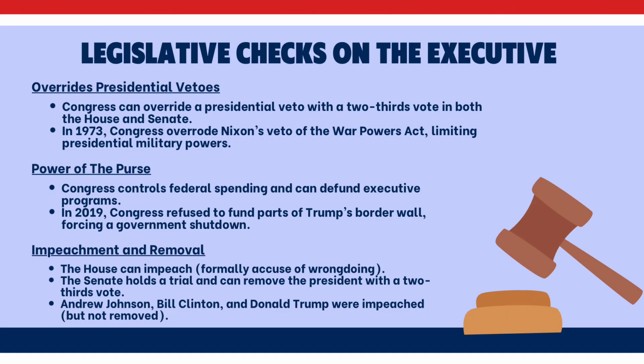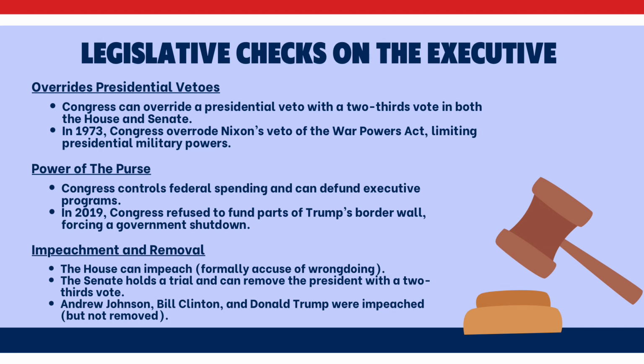Alright friends, let's take a look at how each of the branches check each other. Let's start off with the legislative checks on the executive. The first is by overriding vetoes. If the president vetoes a bill, Congress can override it with a 2/3 majority vote. For example, in 1973, President Nixon vetoed the War Powers Act, but Congress overrode it. This limited the president's ability to send troops to war without congressional approval.